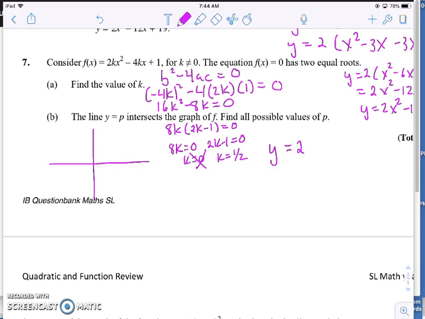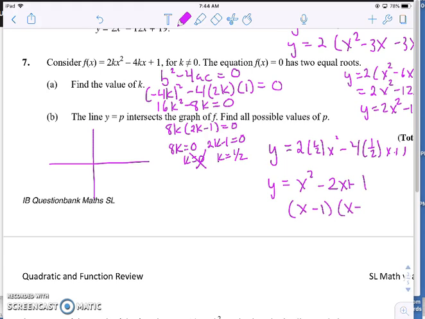So 2 times half x squared minus 4 times half x plus 1. So we know that this is x squared minus 2x plus 1. So this factors into (x minus 1)(x minus 1). So we know it crosses at 1. So we know it looks something like that.